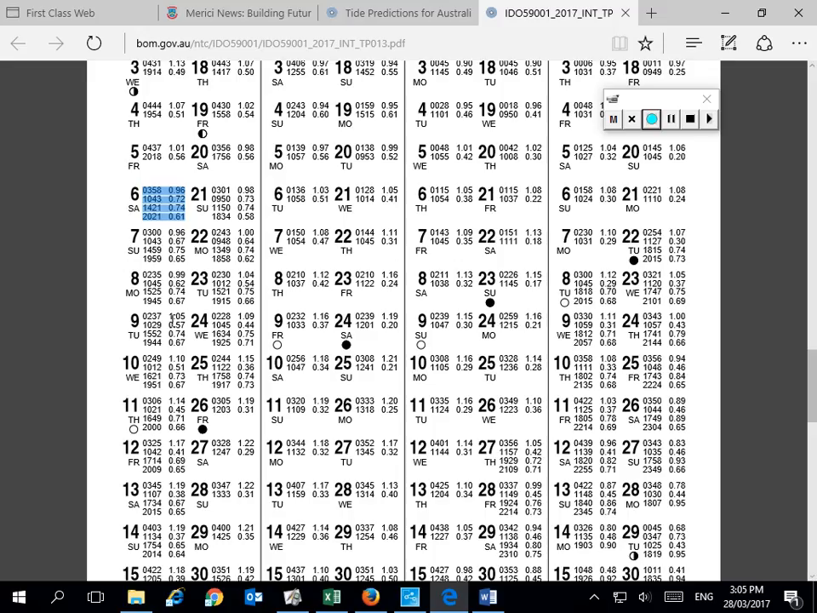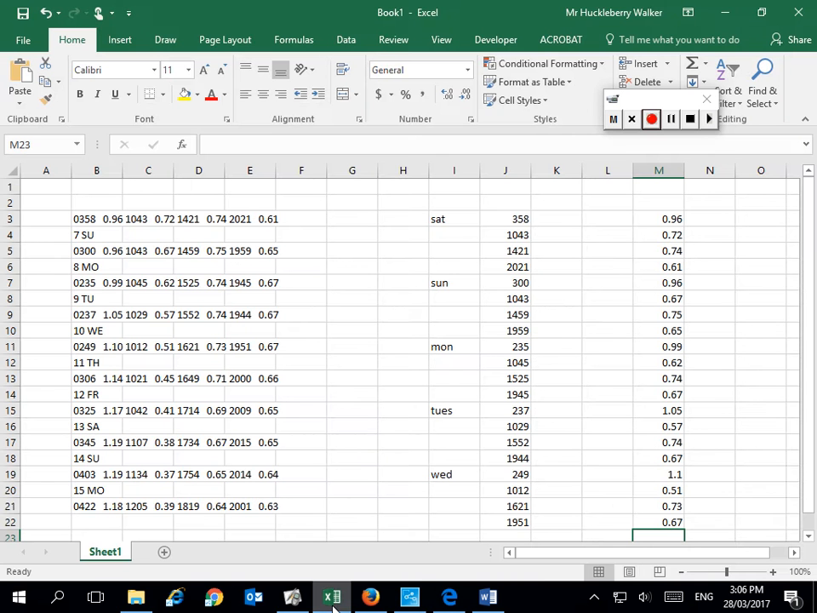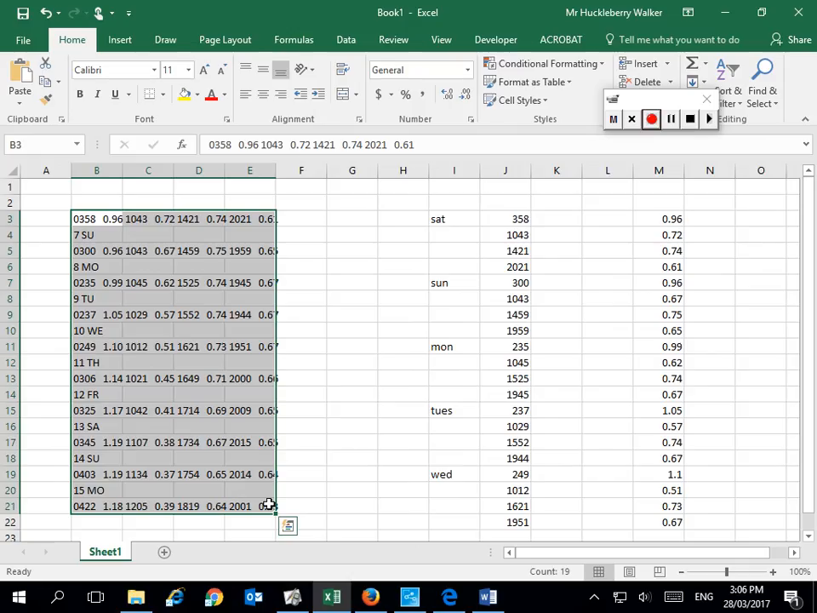So I collected a few days worth of tidal data. I copied and pasted. It was in yucky format. So what I did is I took the time and the height, and I just wrote them out again. Here's the time, here's the height. Saturday, Sunday, Monday, Tuesday, Wednesday. I don't need this anymore, so I'm going to get rid of it.